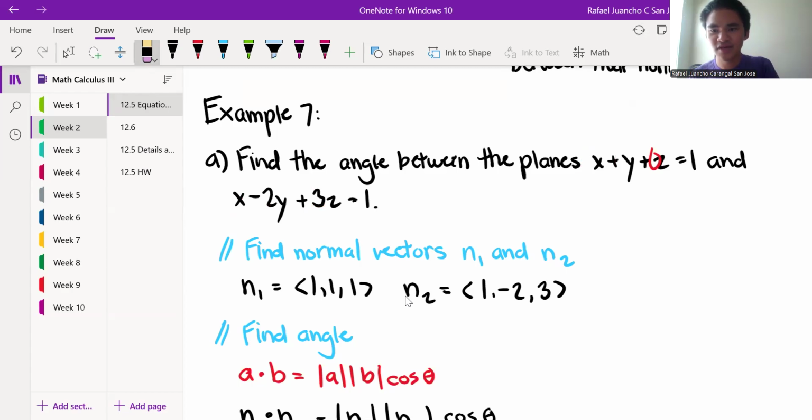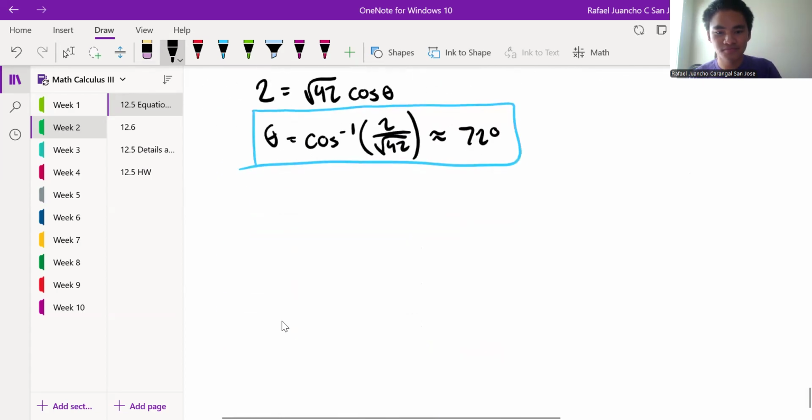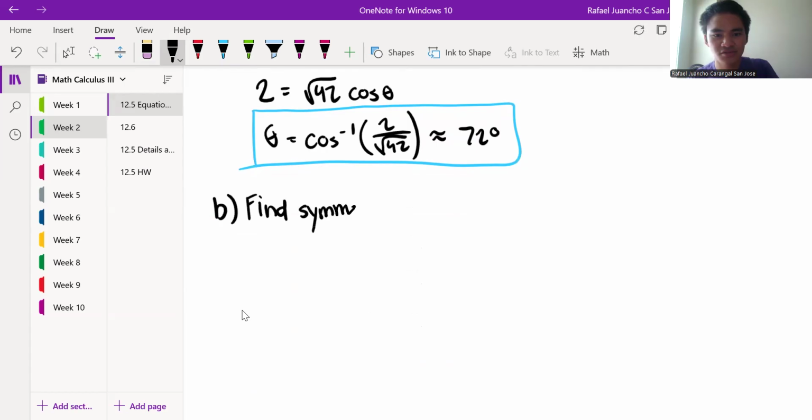So a little bit of application from previous chapters here. Okay, let's look at the next question. The next question is, we want to find symmetric equations for the line of intersection L of these two planes.